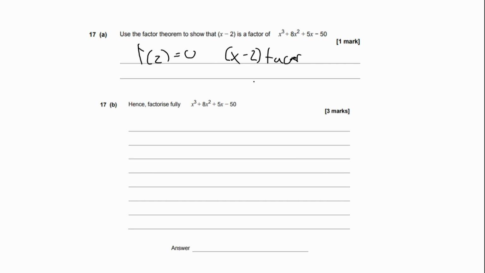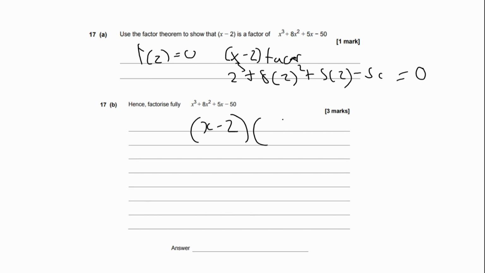So you're going to plug in 2 for this, so you're going to have 2 cubed plus 8 times 2 squared plus 5 times 2 minus 50, and you'll realize that is equal to 0, so there you've proved it. Okay, now you want to factorize this. Well, you're going to get something like x minus 2 and ax squared plus bx plus c. So it's going to be a quadratic here, okay?